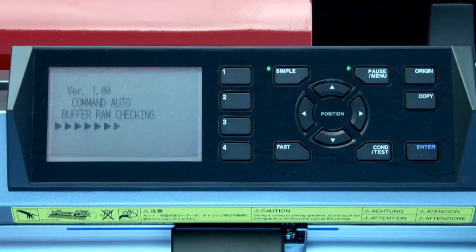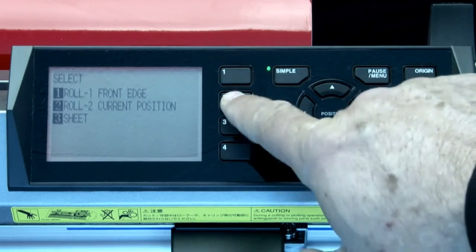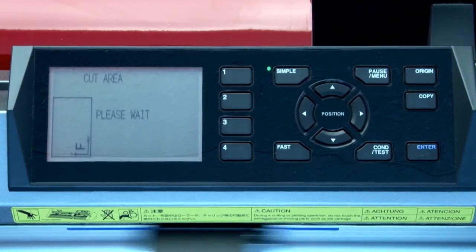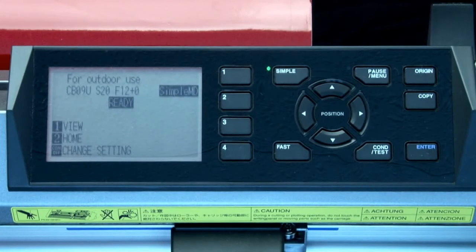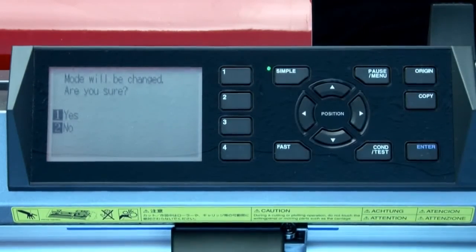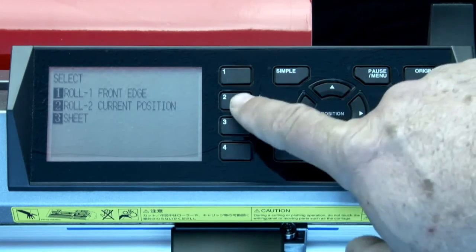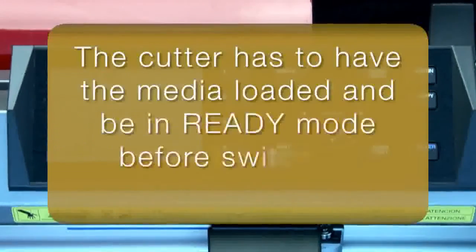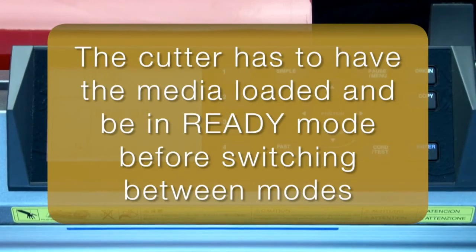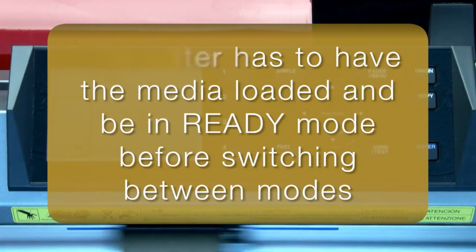This will switch to the Simple mode by reinitializing the cutter, and then having us choose Roll 1, Roll 2, or Sheet. For this training video though, we will keep the menu in Normal mode so we can have access to all the menu options. To switch back, press the Simple button again, press the 1 key for yes, and then initialize the cutter by pressing Roll 2. As a note, the plotter has to have media loaded and be in Ready mode before switching to Simple or Normal modes.